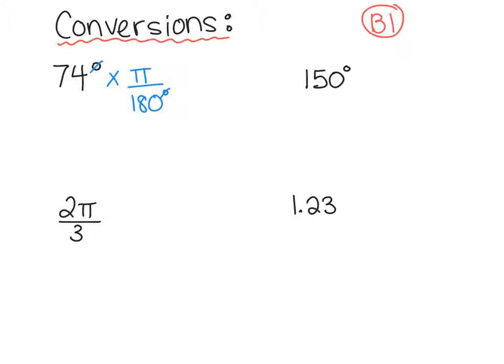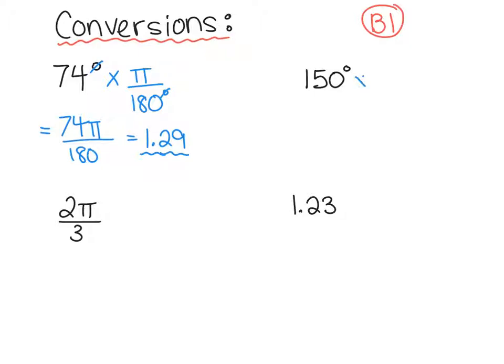So if one's on top, one's on the bottom, they'll cancel out. And there's two ways we can write this. We can write it in terms of pi, so it's 74 pi over 180, and you just reduce that to lowest terms. Or you can just use 3.14, so 74 times 3.14 divided by 180, and we can write it as a decimal, so 1.29. I would specify, please write your answer rounded to 2 decimal places, or please write it in terms of pi. So this would be 1.29 radians.